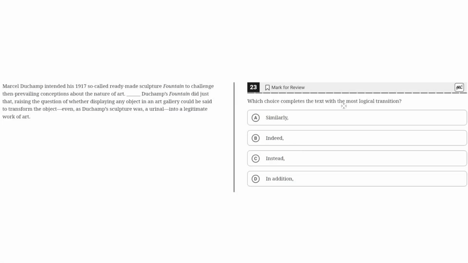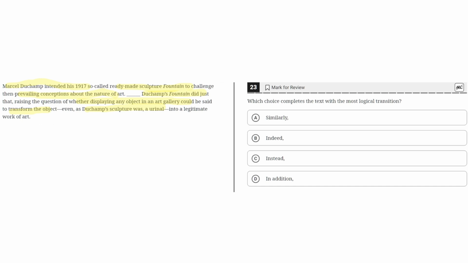Which choice completes the text with the most logical transition? Marcel Duchamp intended his 1917 so-called ready-made sculpture, Fountain, to challenge then prevailing conceptions about the nature of art. Duchamp's Fountain did just that, raising the question of whether displaying any object in an art gallery could be said to transform the object, even as Duchamp's sculpture was a urinal, into a legitimate work of art.